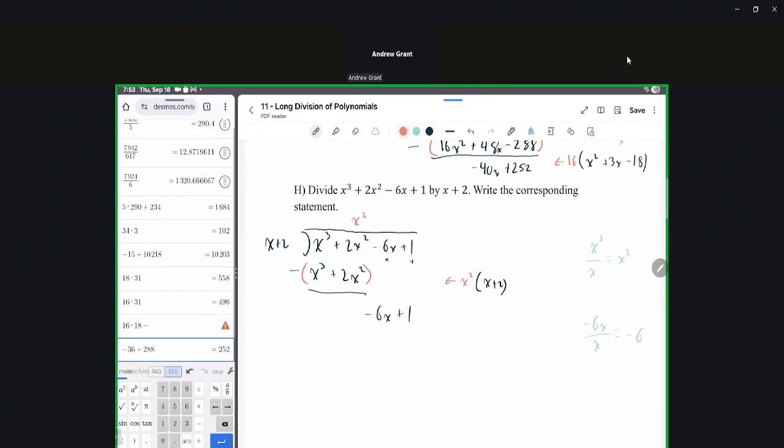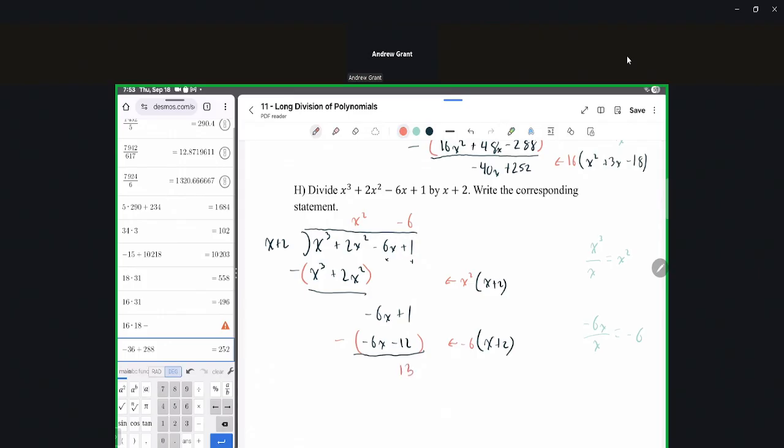So we're going to write our minus. On this line, we're going to write negative 6 multiplied by the x plus 2 term. So negative 6 times x is negative 6x. Negative 6 times 2 is negative 12. And we want to subtract this. So negative 6x minus negative 6x is 0. 1 minus negative 12 is 13.